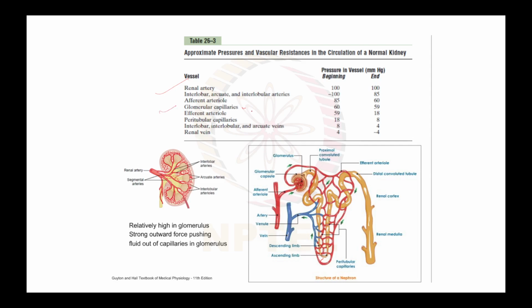When it is coming to the glomerular capillaries, the pressure is 60 mmHg. When it is leaving through the efferent arteriole, it is 59 mmHg. In the peritubular capillaries, the pressure is 18 mmHg. In the interlobular arcuate veins, it is 8, and again in the renal veins, it is 4 mmHg. So that is what the other capillaries of our body have, a pressure of 4 mmHg. So that entire diversity of pressure is faced by the kidney. It is relatively high in the glomerulus, a strong outward force pushing fluid out of the capillaries in the glomerulus.